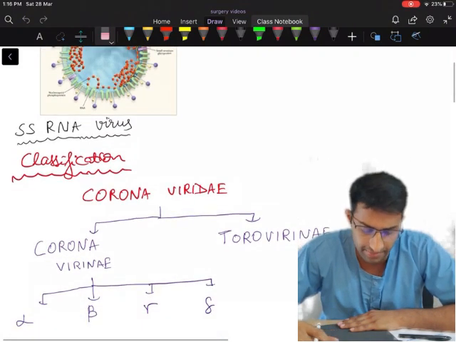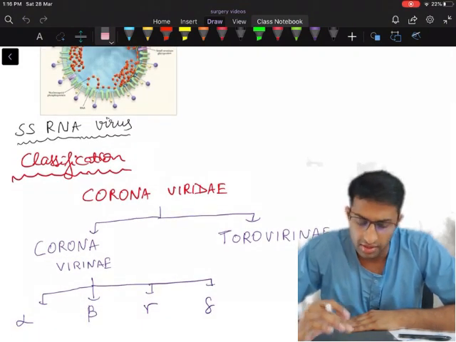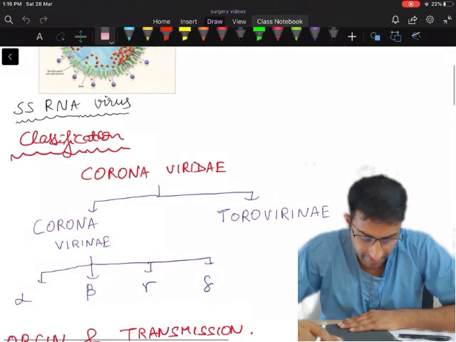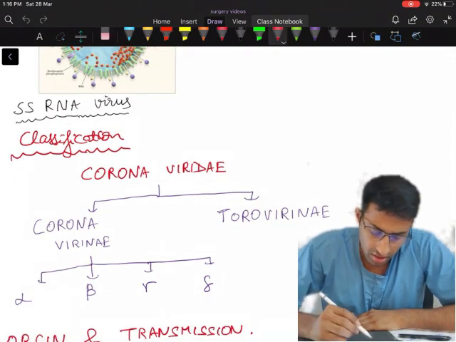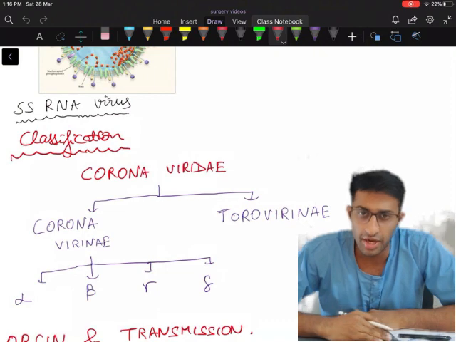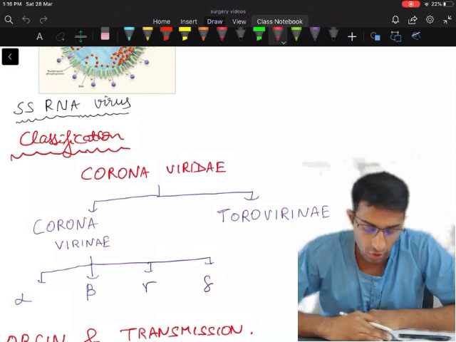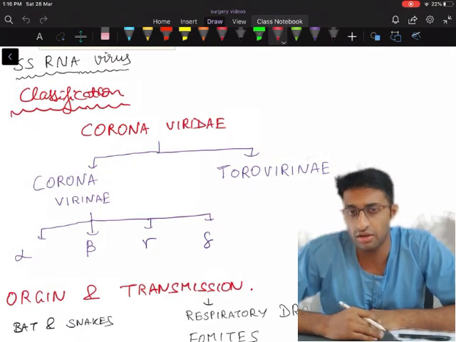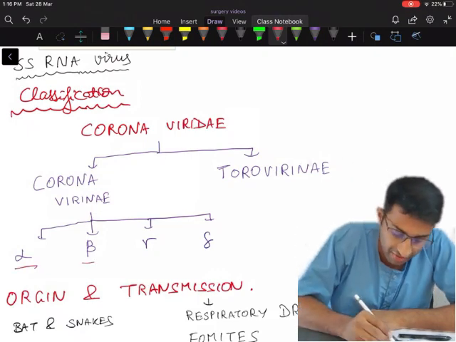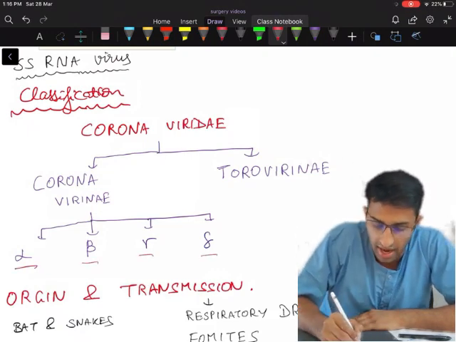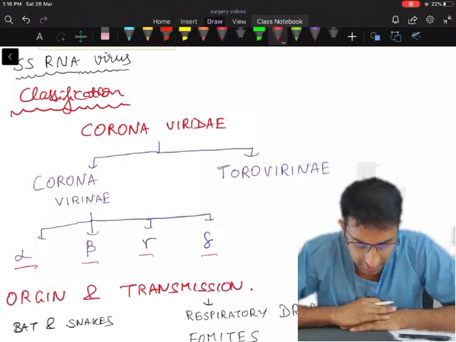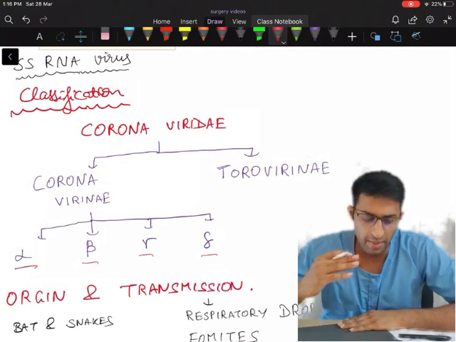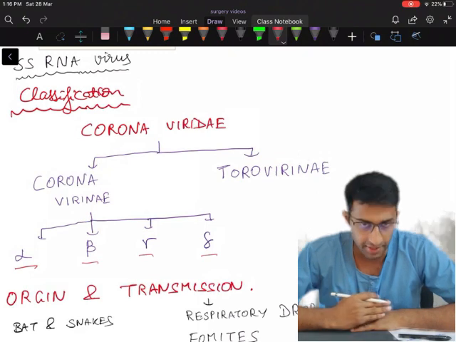How is it classified? This comes under a family known as Coronaviridae. In this Coronaviridae, there are two subfamilies, Coronavirinae and Torovirinae. And in Coronavirinae, there are four genera: alpha, beta, gamma, and delta. So basically, we have family, subfamily, genus, and species.